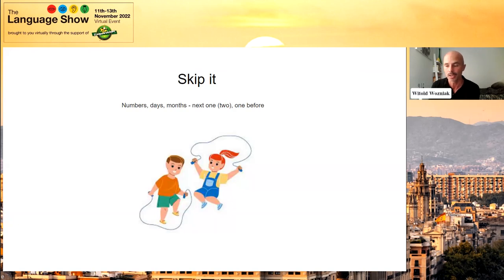Skip it is where you give them numbers, days, a month, and they have to skip some numbers. So let's say we are going up to 30, but we are saying it in 3 times table, or 4 times table, or every second day of the week, or every third month, or you say the one before. So if I say 4, you say 3. If I say mercredi, you say mardi. If I say December, you say November, or 2 months before. So if I say May, you say March.